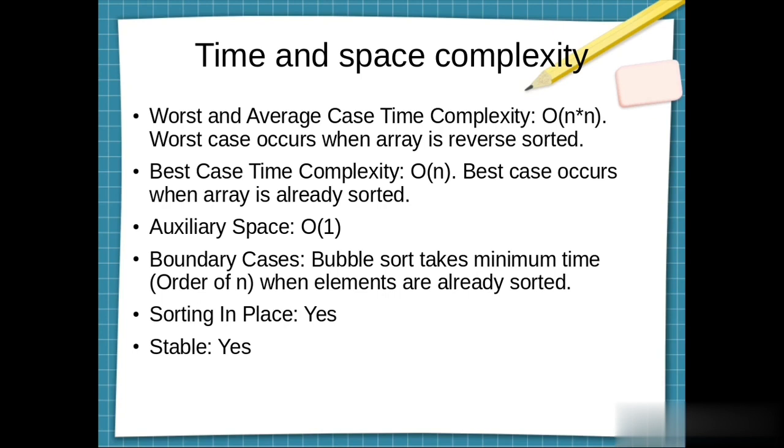In the boundary case, bubble sort takes minimum time. A boundary is the smallest or the largest. So when the bubble sort is in the best case, or it is already sorted, it only takes order of n, minimum time. Is it a stable algorithm? Yes.